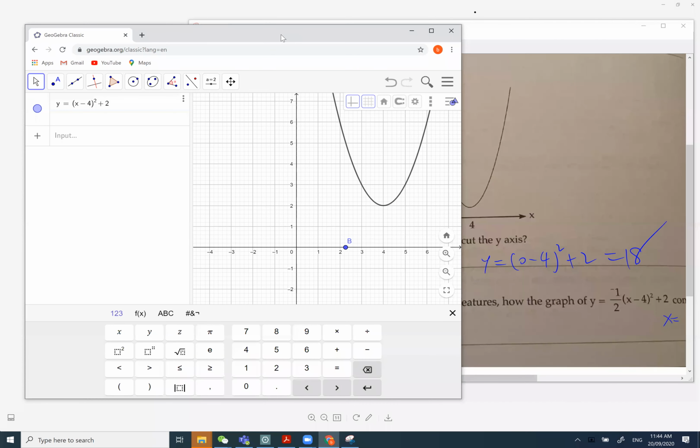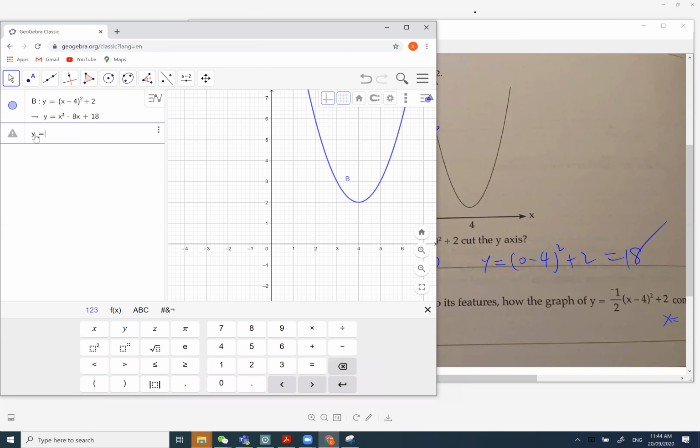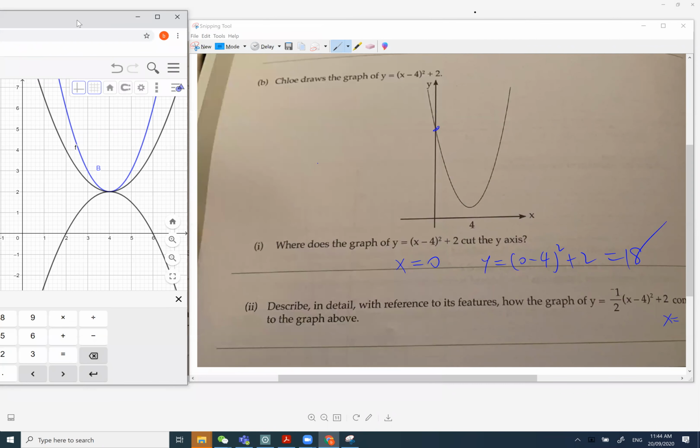This is the graph. The other one. If we just say half, yo, it's wider. If we have a negative half, yo, reflected. You can say it's open wider. Still same vertex.